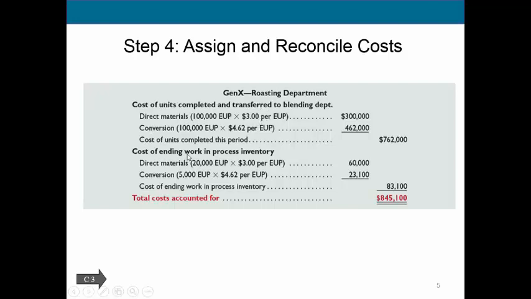And then we've got the cost of whatever remains in work in process. Remember, these are the 20,000 that are still in process. So as far as direct materials go, we have 20,000 multiplied by $3. And for conversion, we've got 5,000 equivalent units of production multiplied by our cost per equivalent unit to give us our total costs for work in process. And then we have our total costs that we have accounted for.